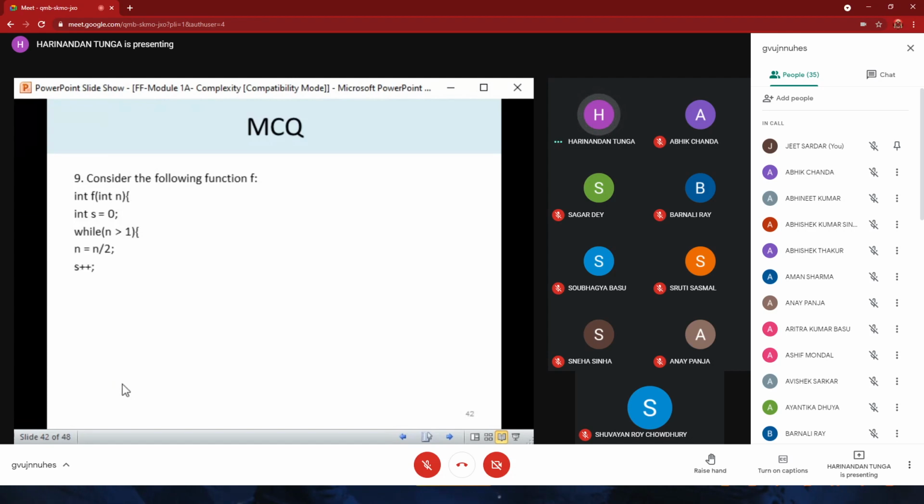Consider the following function f, just like this is the C function. Name of the function f, the return type int f, and one argument is mentioned in the function, the int n, integer type variable n. The int s equal to 0 while n greater than 1, n equal to n by 2, s plus plus, loop closed and then return s. So what is the asymptotic complexity in terms of n?